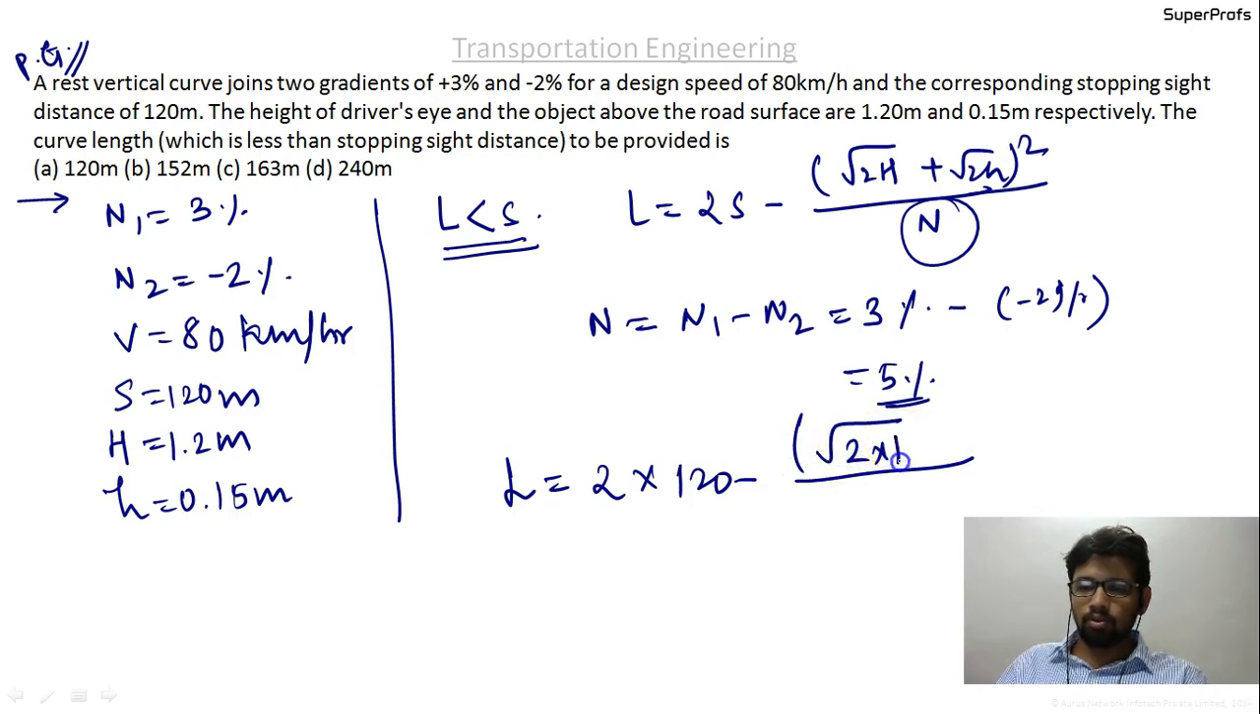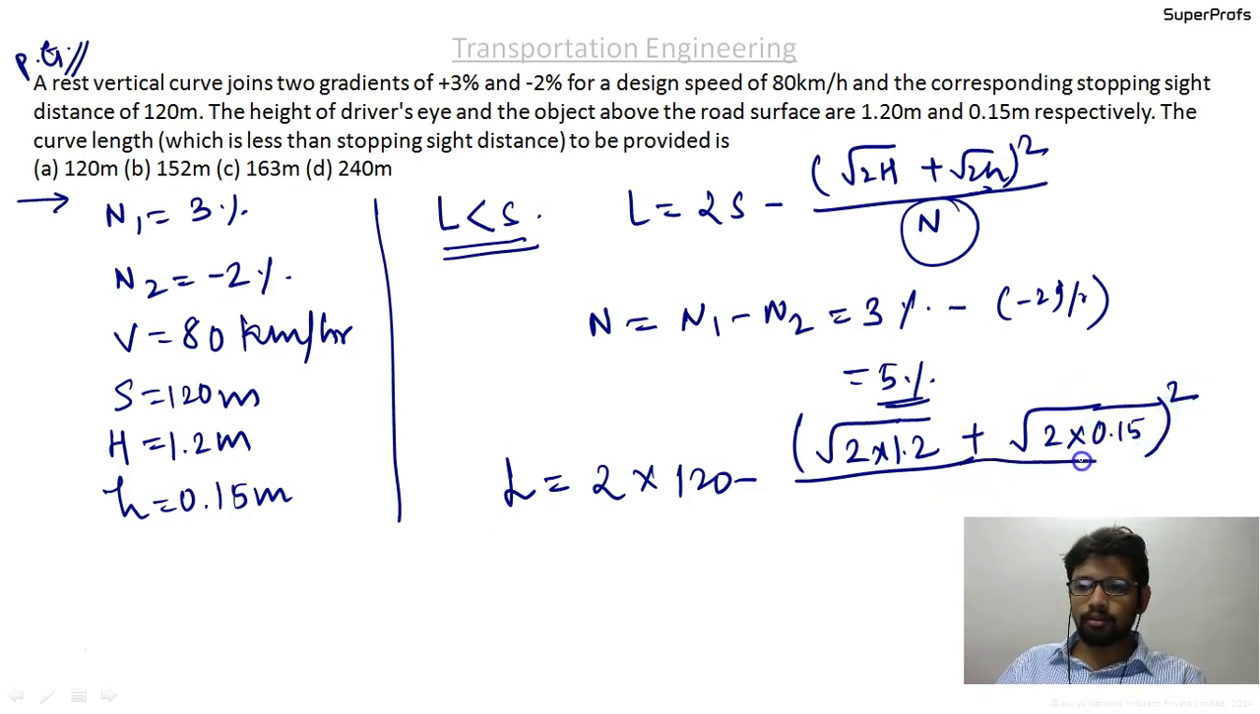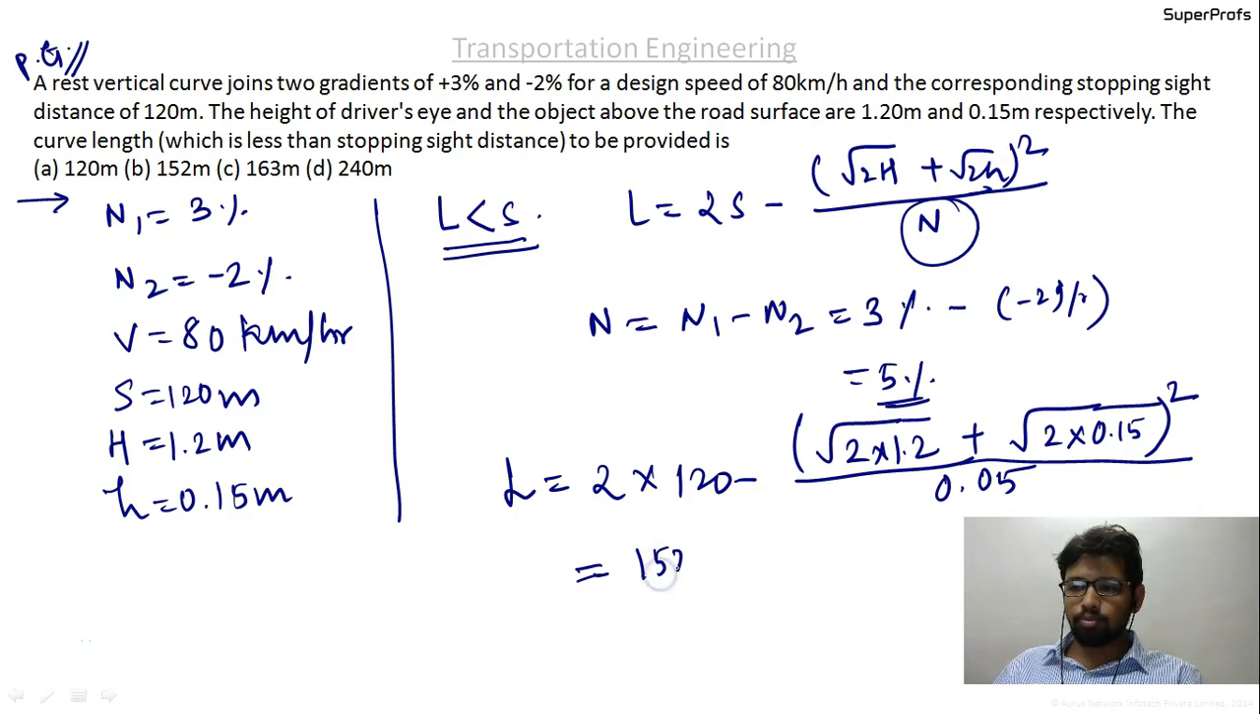2 into 1.2 plus 2 into 0.15, bracket whole square, upon N, which is 5%, that is 0.05, and please calculate. The answer is 152 meters. So option B is the right choice.